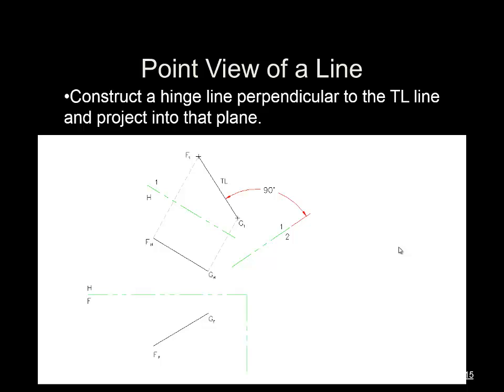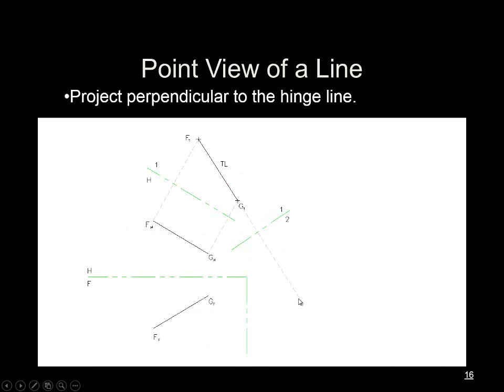So once the true length has been constructed, then we create a hinge perpendicular to that true length line. Then we project across. So again, F and G are going to line up in the same row. And as I go back 2 views, F and G have the same offset distance. That's what's going to give me a point.